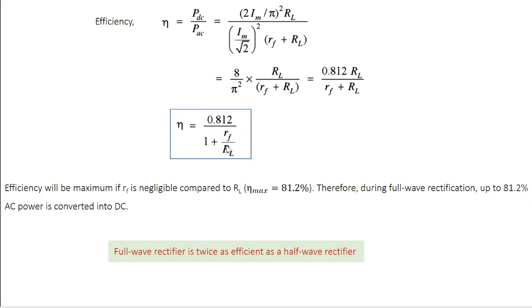And what is the maximum efficiency? So you get maximum efficiency when RF is negligible compared to RL. So then the denominator is 1. So maximum efficiency eta max equal to 0.812, or in terms of percentage 81.2 percent, which means during full wave rectification a maximum of 81.2 percent of AC power is converted into DC. If you recollect, the maximum efficiency of a half wave rectifier was 40.6 percent. So a full wave rectifier is twice as efficient as a half wave rectifier.